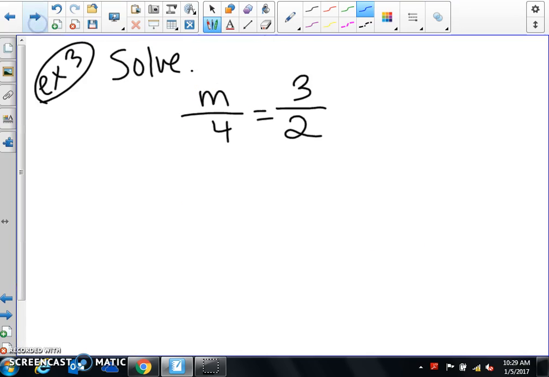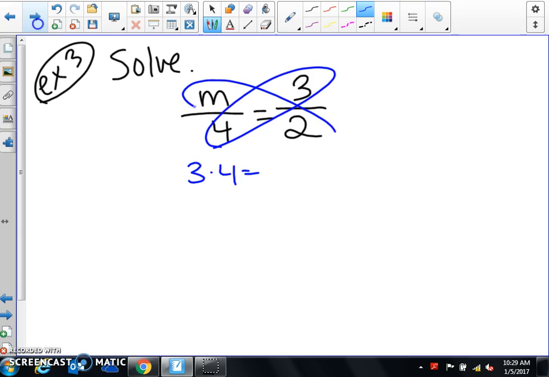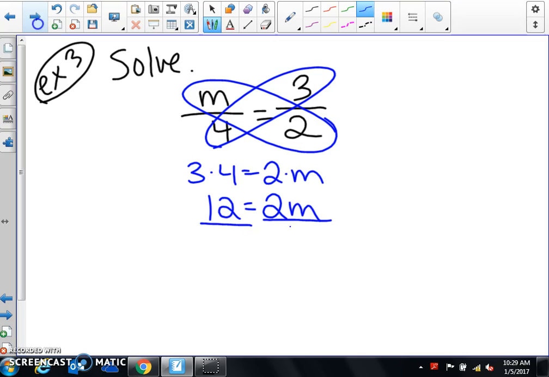All right, so let's get down to the solving then. Let's go ahead and start. 3 times 4 is equal to 2 times m. So 3 times 4 is 12, and 2 times m is 2m. Now remember, 2 and m are melded together, so we need to divide them apart. I want m by itself, so I need to divide by that coefficient, which is 2. Those cancel, bring down your m, and 12 divided by 2 is 6.